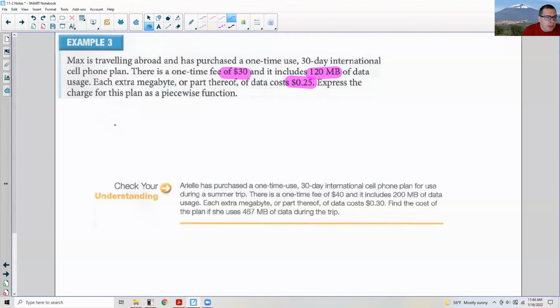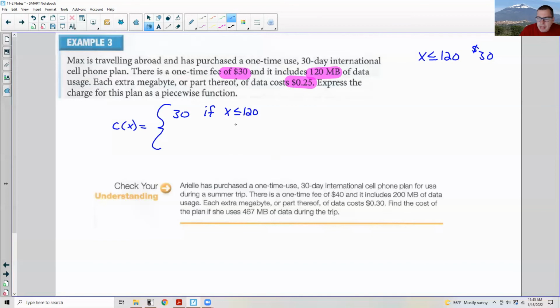Okay, so the first thing is, let's just call it C of X. Function notation equals, and then we do our big bracket here. So what could happen here? Well, up to and including 120 megs, so if X is less than or equal to 120, where X is our number of megs, it is going to just simply be $30. So that's the first thing I'm going to write here. I'm going to write 30. It's a constant function of $30 if X is less than or equal to 120 megabytes. Okay, so there's our first step.